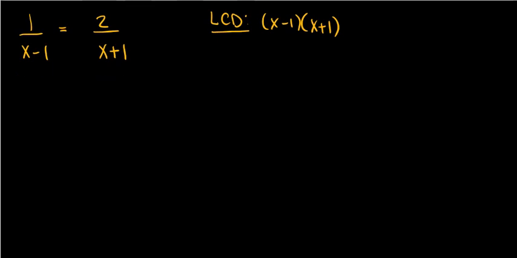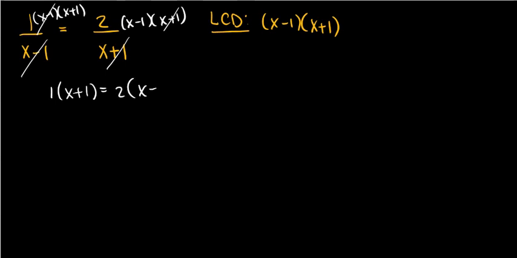Now I'm going to take that least common denominator and multiply every numerator in my equation by it. Now I have x minus 1 in the numerator and x minus 1 in the denominator, and they can cancel out. The same thing here, x plus 1 and x plus 1 cancel out. What's left is 1 times x plus 1 equals 2 times x minus 1. When you distribute, you're left with x plus 1 equals 2x minus 2.